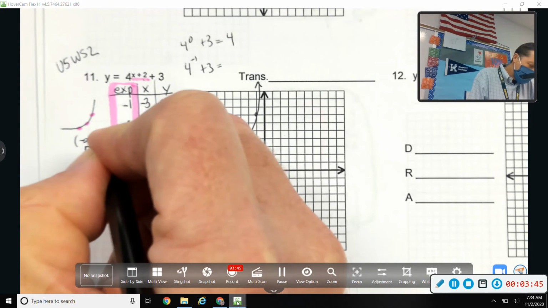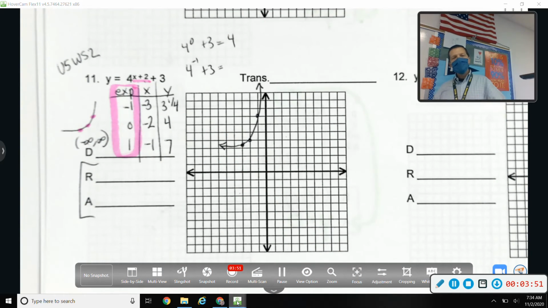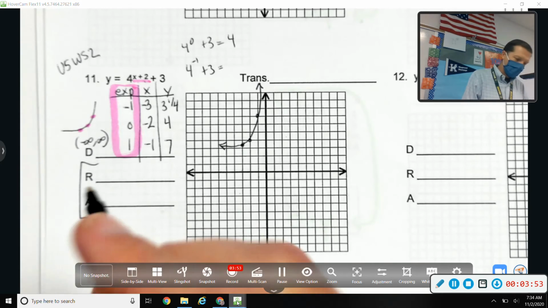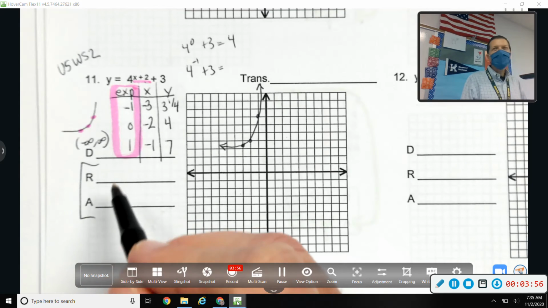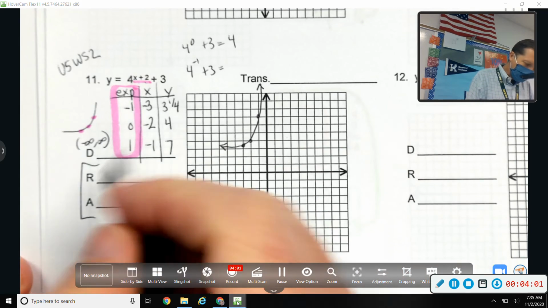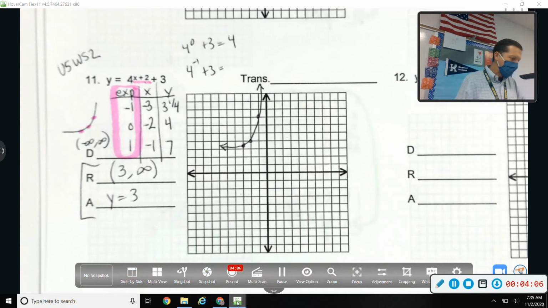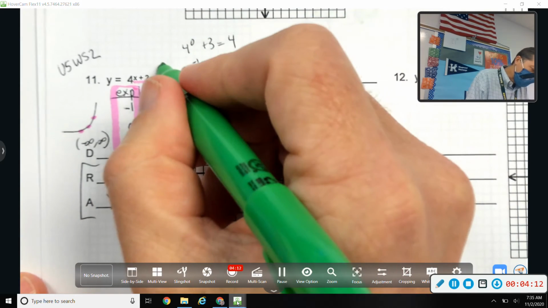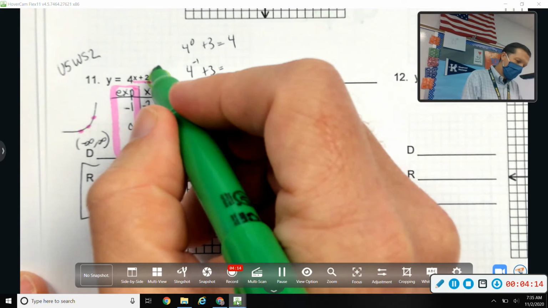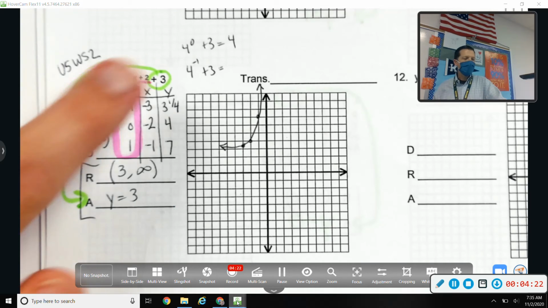Domain is always all real numbers. Range and asymptote kind of go together because the range is bounded by the asymptote. So it doesn't really matter which one you ask first. They're always related. The asymptote looks like it's at y equals 3, and the range is from 3 to infinity. You might remember that the number out there by itself, the plus 3, tells you the asymptote. Again, if you don't remember that, no big deal. It works out anyway, but that might be a helpful thing to remember.